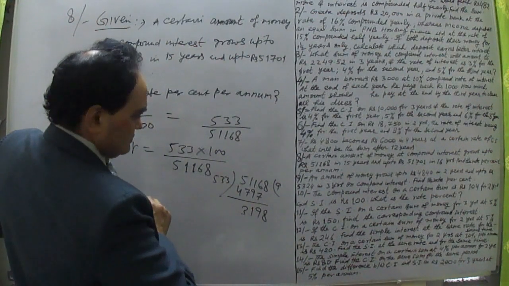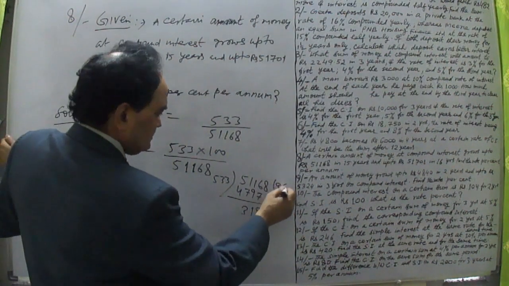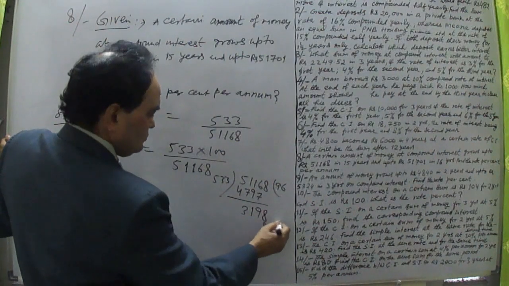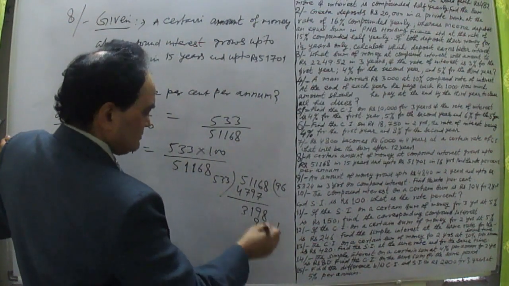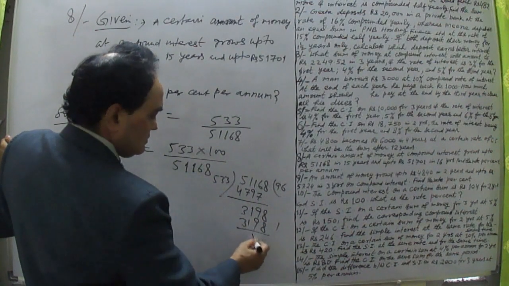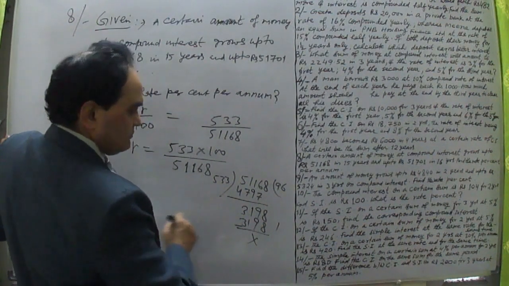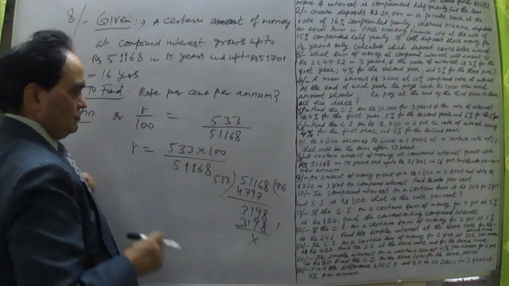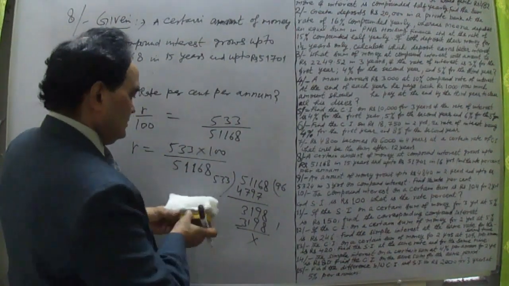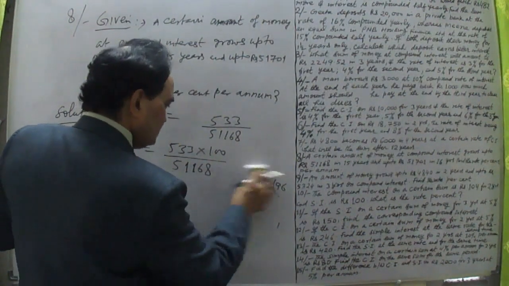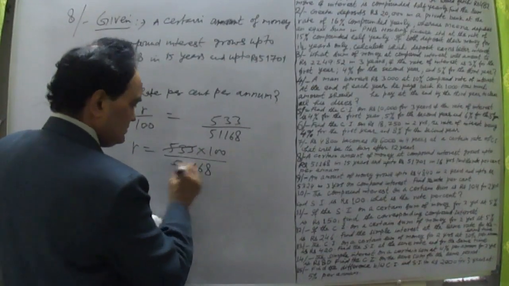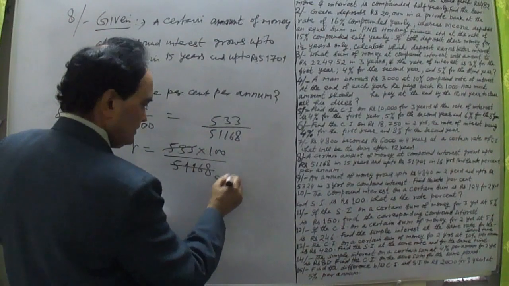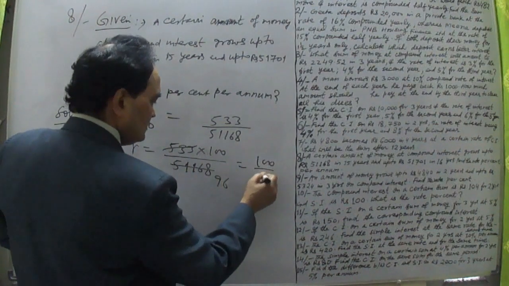Now 6 times 3 are 18, 8, 1 carry. So 18, 1 is 19, 9, 1 carry. 6 5s are 30 and 31. Cancel out, subtracting. So this is 96 times. Alright, so finally it comes out to be 96. 533 divides it 96 times. It is 100 upon 96.